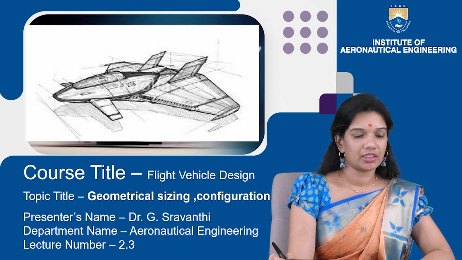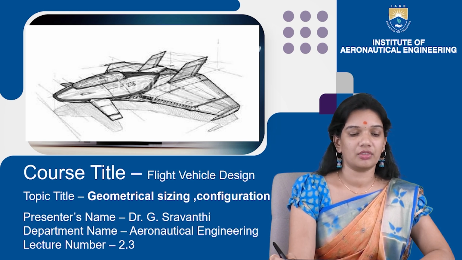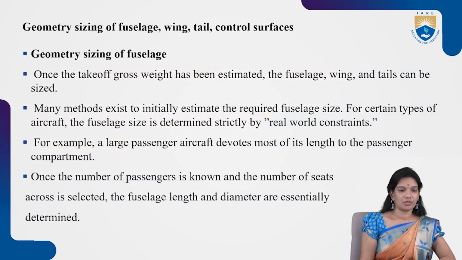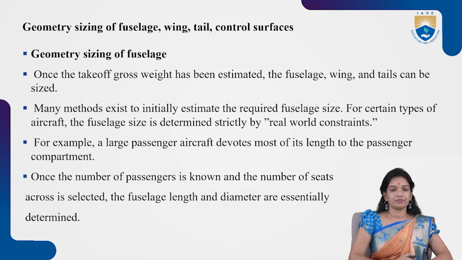So today we will be discussing another topic from our second module, right? That is geometrical sizing and configuration layout. Geometrical sizing of a fuselage, of wing, of tail, and of control surfaces. Today we will be covering all these four topics, and then we will go to the configuration layout, and we will also see the geometrical lofting.